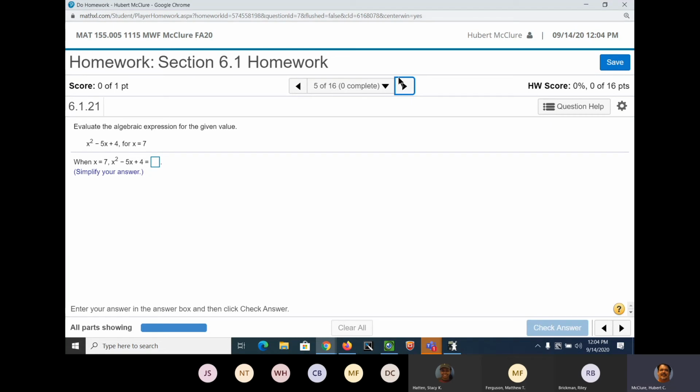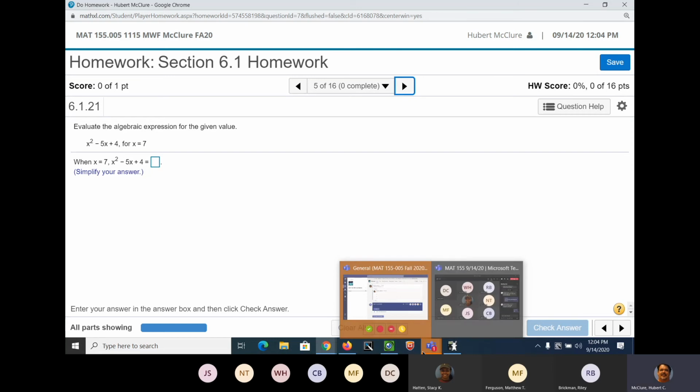Evaluate the algebraic expression for the given value. And they give us x squared minus 5x plus 4, and x is equal to 7.